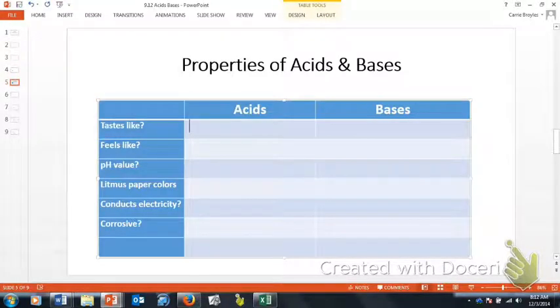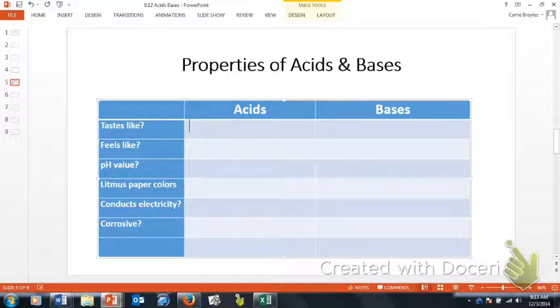So now we have the definitions behind us, and we have a little bit of better, hopefully, background knowledge of that. We need to look at what the properties are. And if you think of some of the common acids and bases that we eat or drink, a lot of these will actually help you to remember. And there's something else, too, that we will talk about on how to remember the different properties of these.